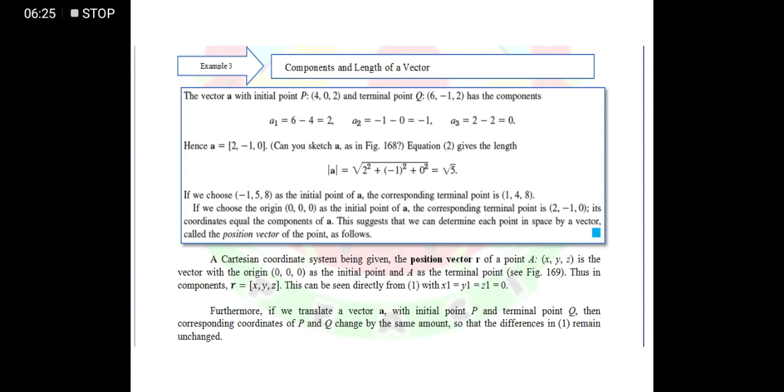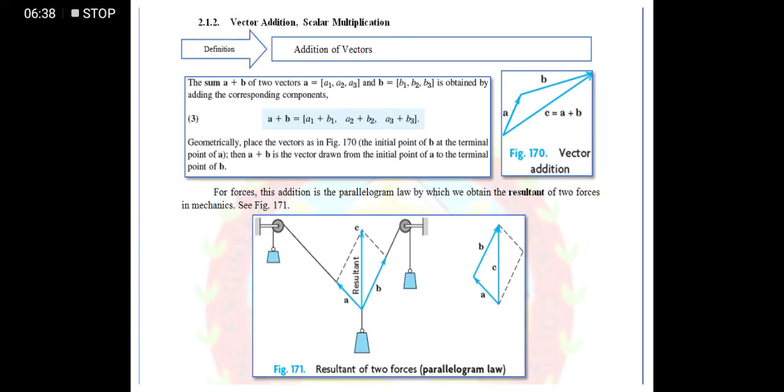So, 2 squared plus the component number 2, which is negative 1 squared, plus the component number 3 squared, which is 0 squared. Okay, so all in all, we have square root of 5. Therefore, this would be the length of our vector A. Okay, so that's vector addition and scalar multiplication.